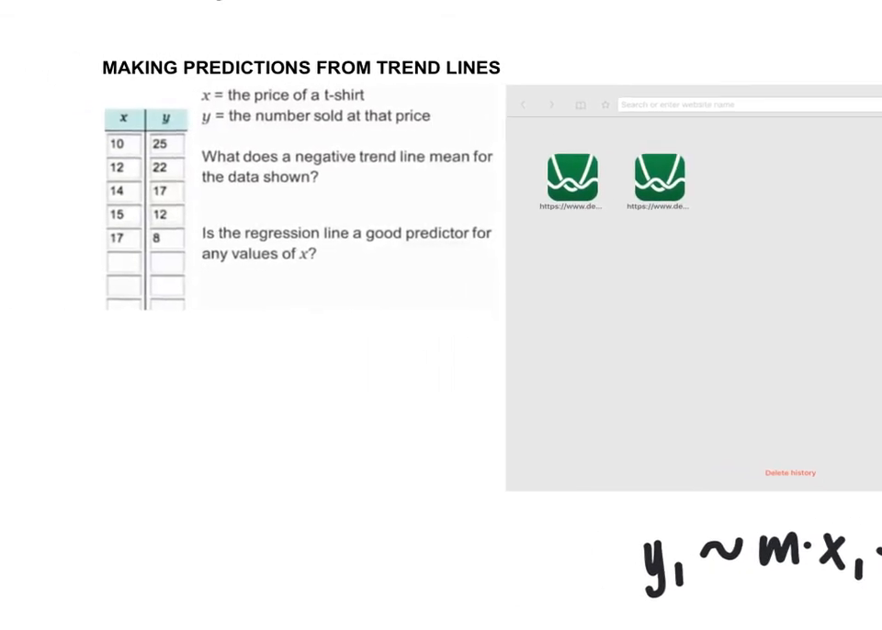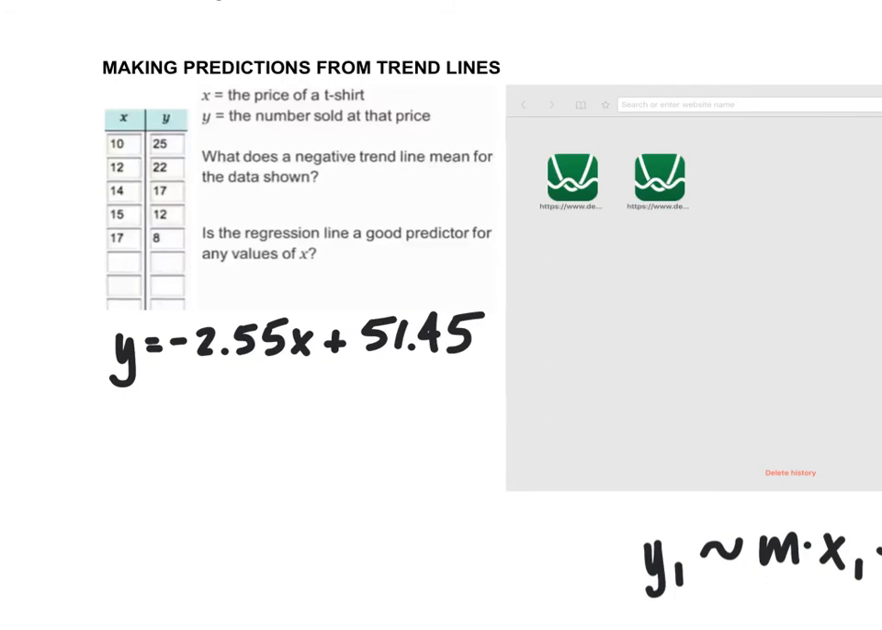Now, let's write that trend line down, okay? I've got y equals negative 2.54795, and let's just round to 2 decimal places, 2.55, x, and then plus 51.45. Now, what does a negative trend line mean for the data shown?